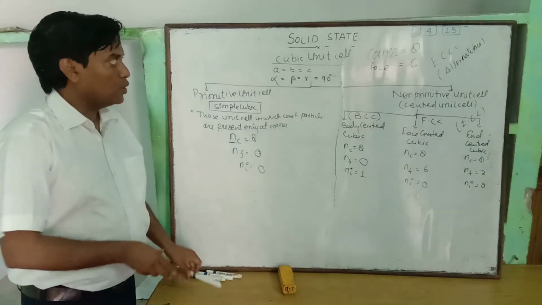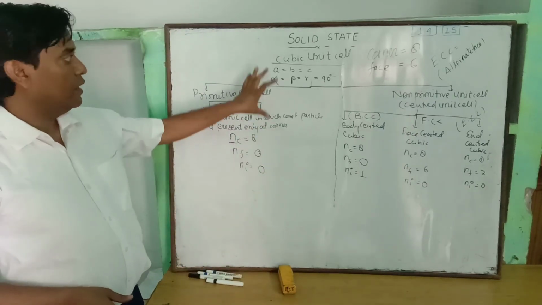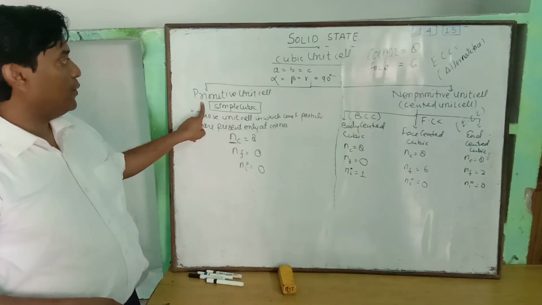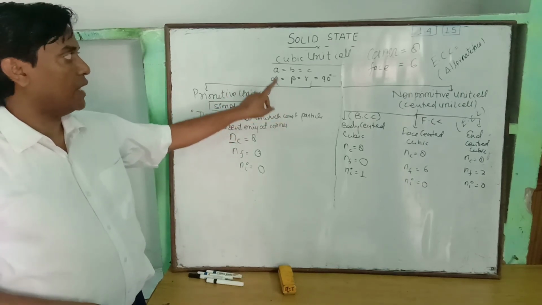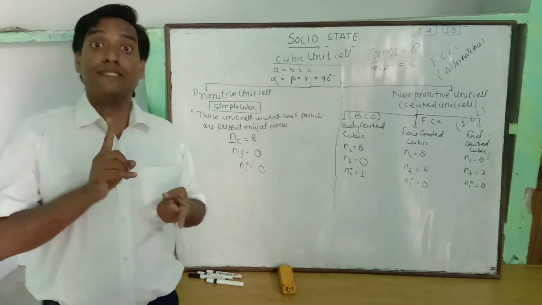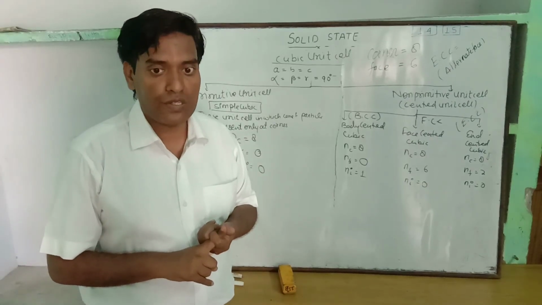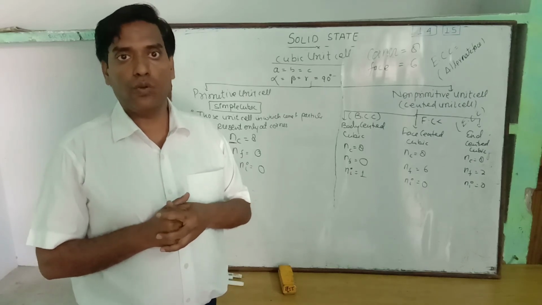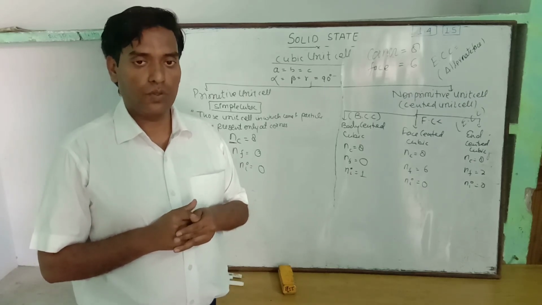Clear, son? So that is a very important point about the unit cell, and we discussed the primitive unit cell and non-primitive unit cell by considering the cubic unit cell. And why are we choosing the cubic unit cell? Because further we have to study only the cubic unit cell. Okay, thank you.